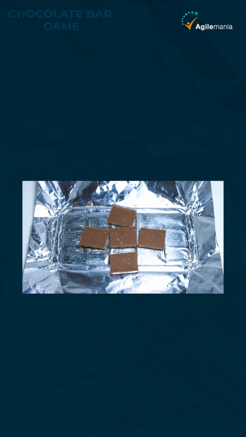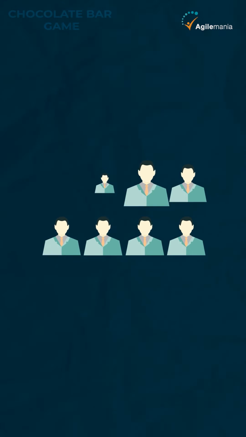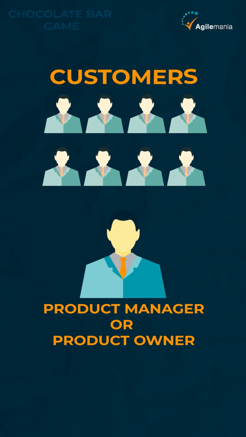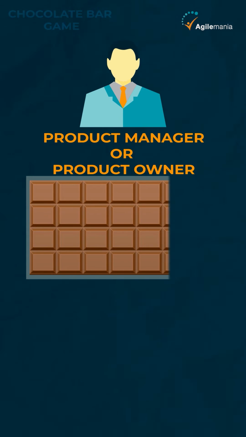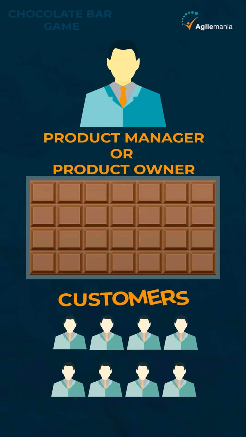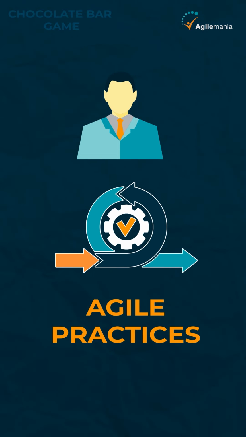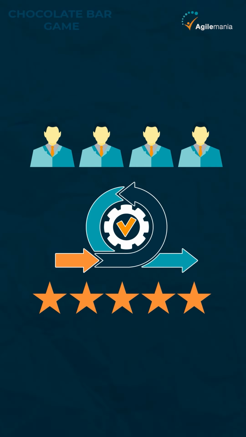Here's how to play this game. You will need to build a chocolate bar based on input from your customers. Your team will select one person to be the product manager or product owner, and everybody else will be a customer. They'll keep going until they've created a chocolate bar that satisfies the majority of their customers. This game is designed for people who are new to Agile practices, and it's a helpful way for teams to learn about iterations and customer feedback.